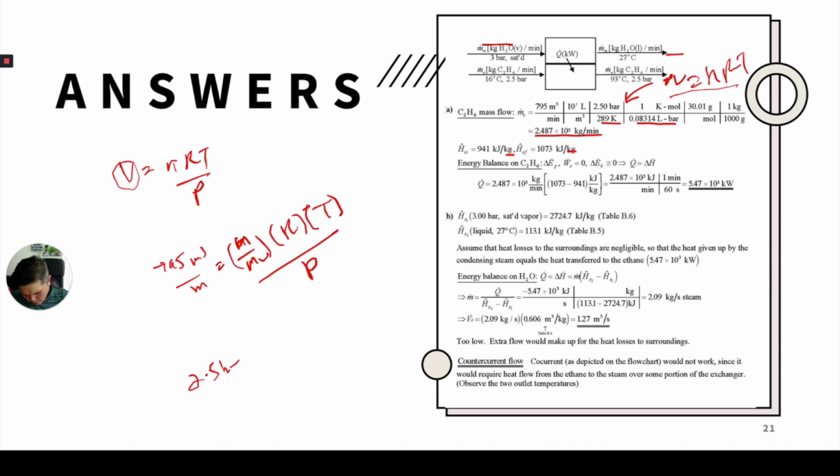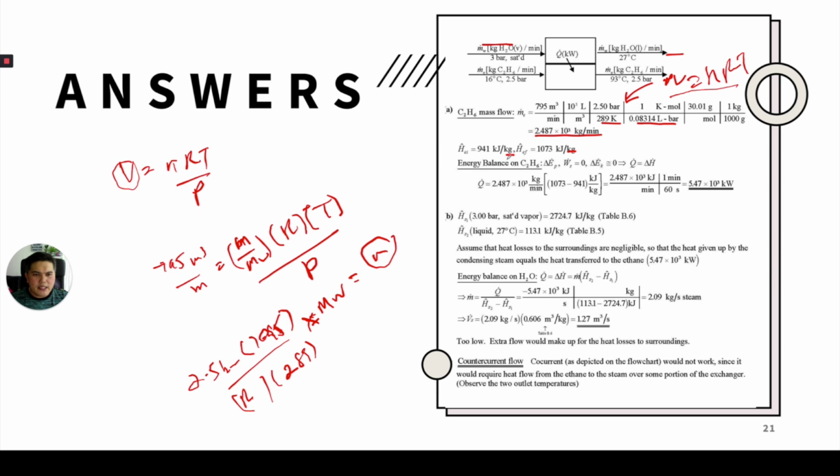So you have 2.5 bar multiplied with 795, right, and then you divide it by R, which is 0.08314, and then you divide it by 289 Kelvin, okay, and then you multiply with the molecular weight. So this is where you will get the mass, okay. So the mass flow rate will be given as 2.487 times 10 to the power of 3 kilogram per minute, and then you will be given the specific enthalpy from here.